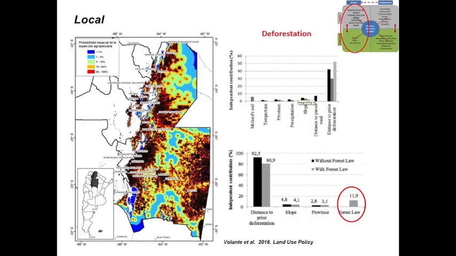This is not actual change, but the probability of change. As you see, for example, these blue areas got a very low chance to be transformed. The green areas got a moderate but low level of transformation, and these red-brown areas are those that got a high chance of being deforested for agriculture.